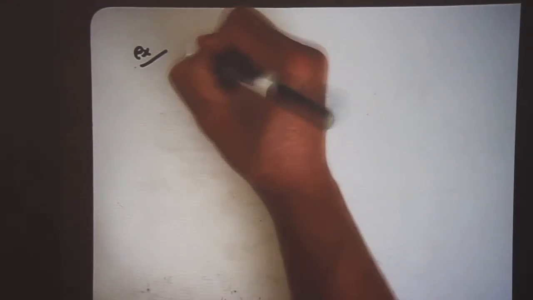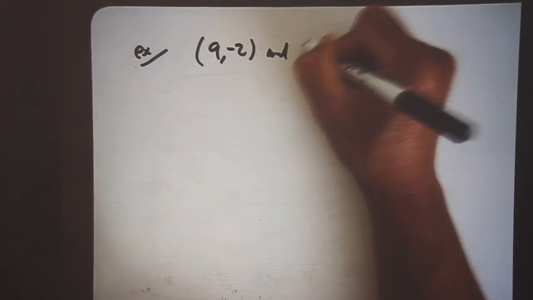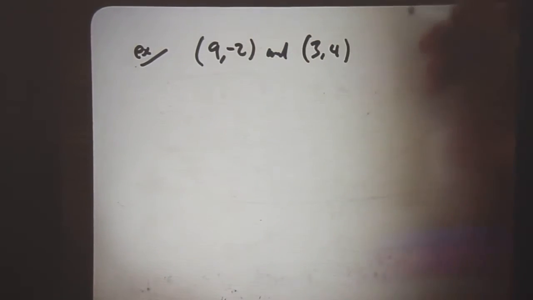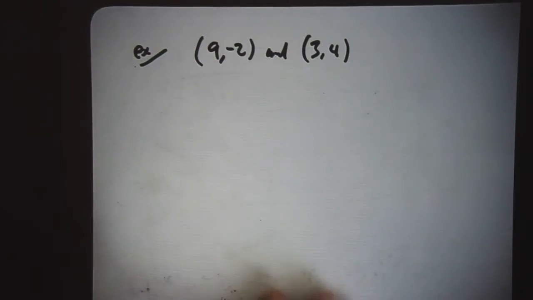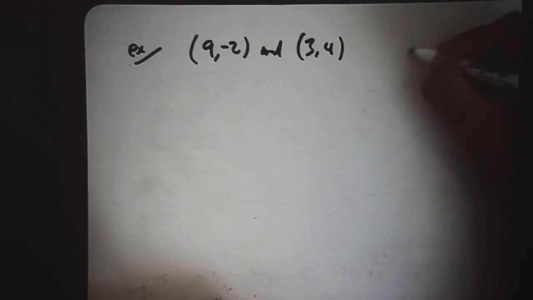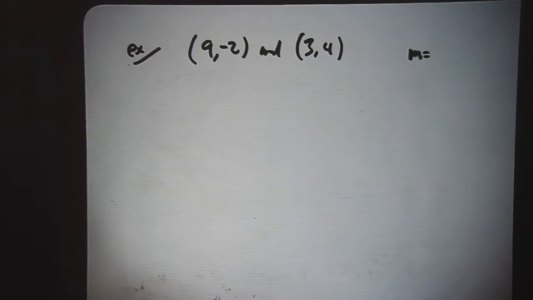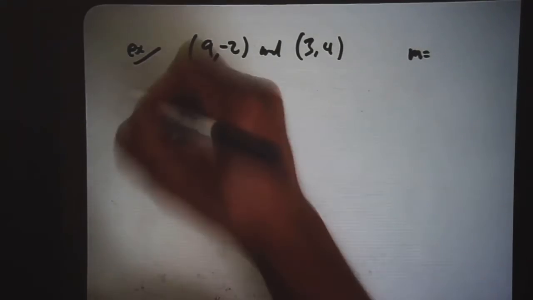It can get a little bit more challenging, where they again will ask us to build the equation of the line that goes through (9, -2) and (3, 4). So those are our 2 points, and our job is to find the equation of the line that goes through those 2 points. So our first job is always to find slope. Find m. So the last problem we were given the slope. In this problem we're going to have to calculate the slope.